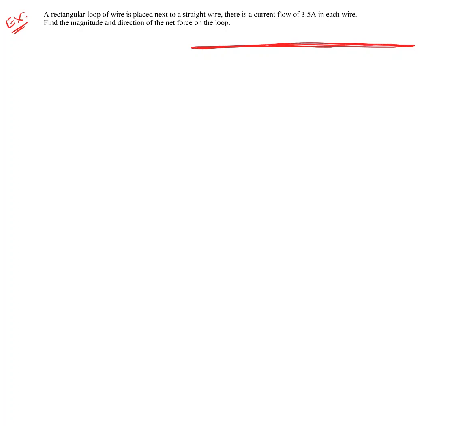In physics, in some of the examples the statement is not clear, so sometimes we need to assume some things. He didn't say the current direction, so I'm assuming this is 3.5 ampere, and I'm assuming this current is also 3.5 ampere. I'm looking at my notes. When I look at my notes, he also gave you this.